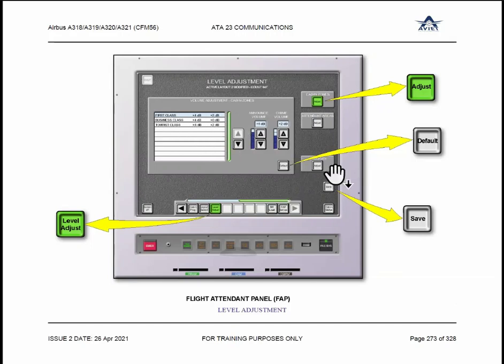Can you read it? No. See, announcement volume and chime volume, individually you can select. Announcement volume, you can increase, decrease. Chime volume, you can increase, decrease. Right? Attendant areas, you can adjust the volume. Many options are given in the software for you to adjust.